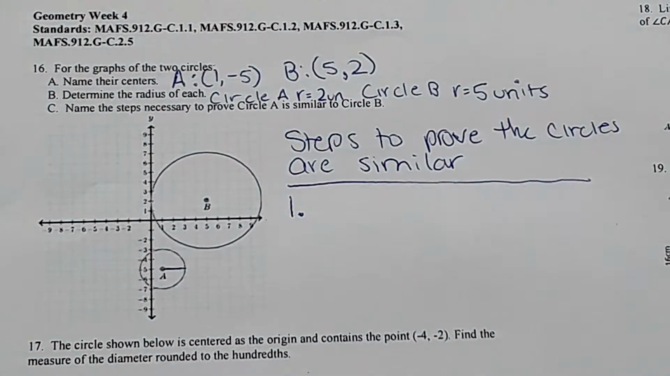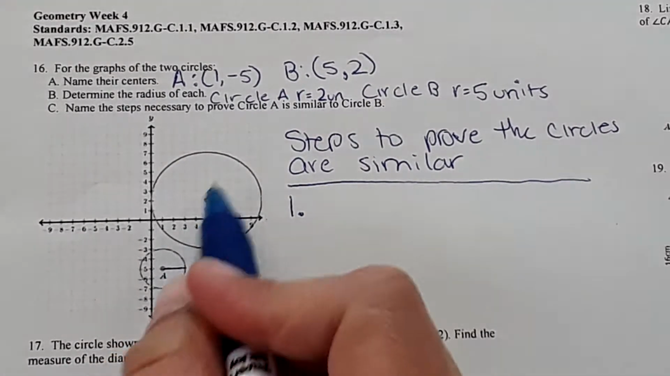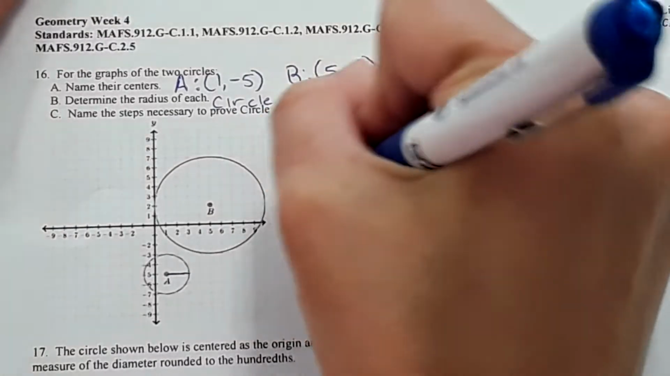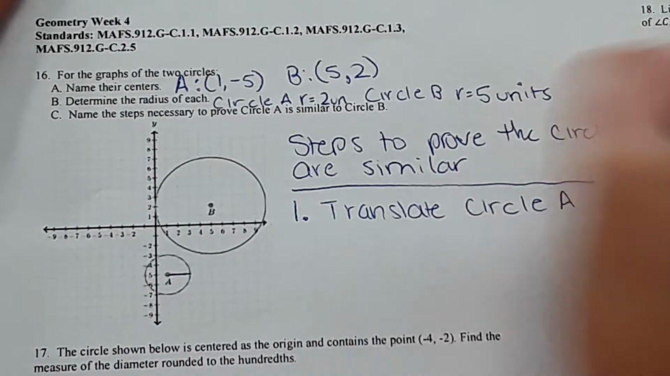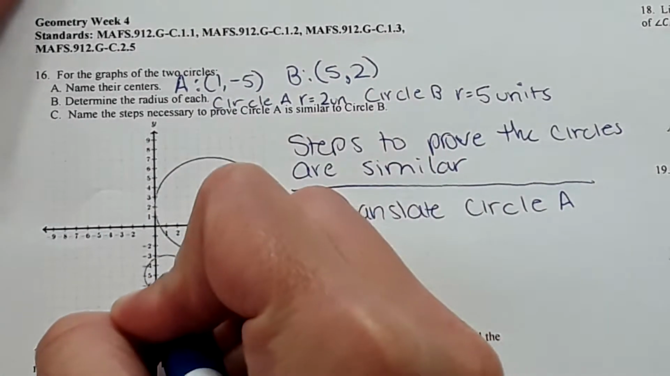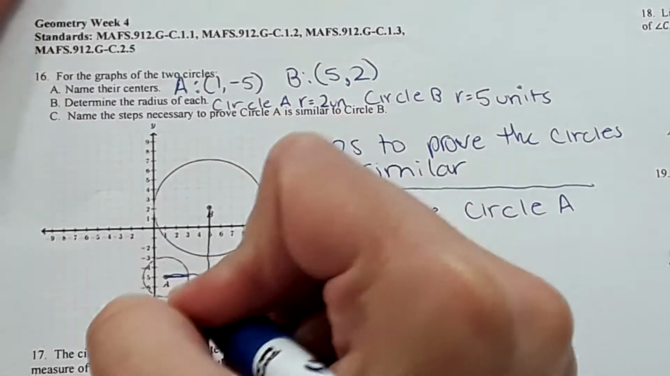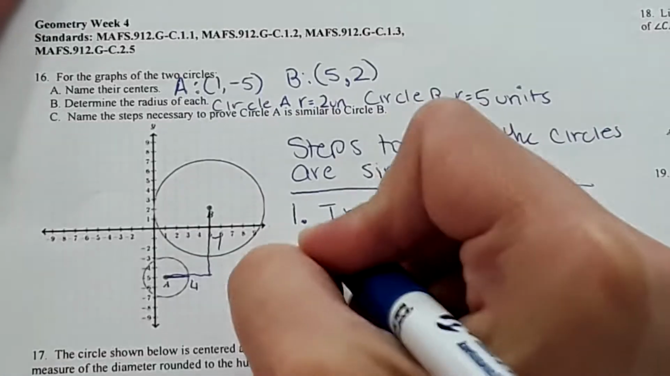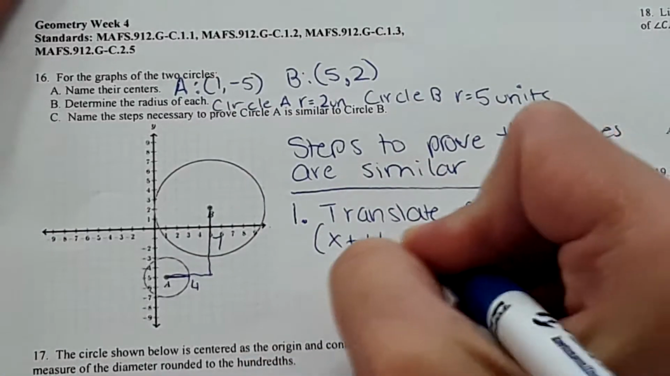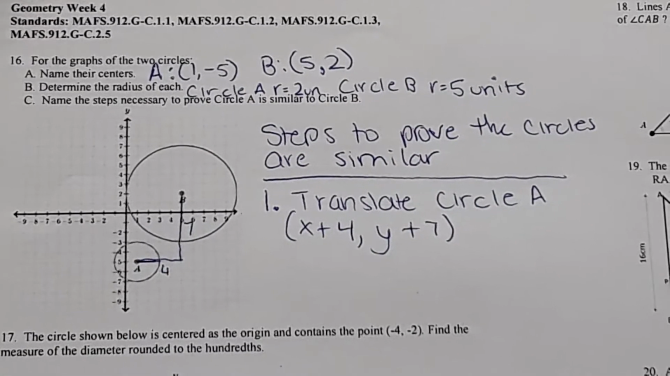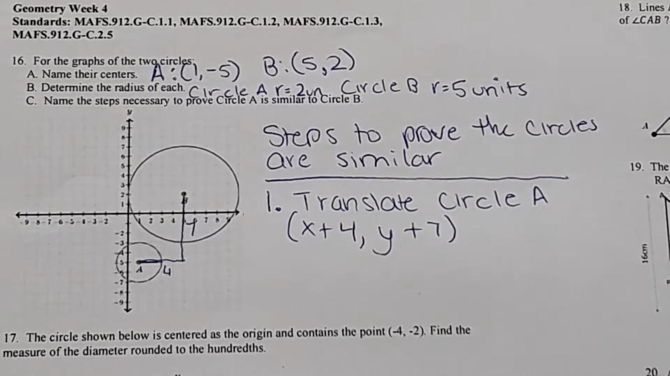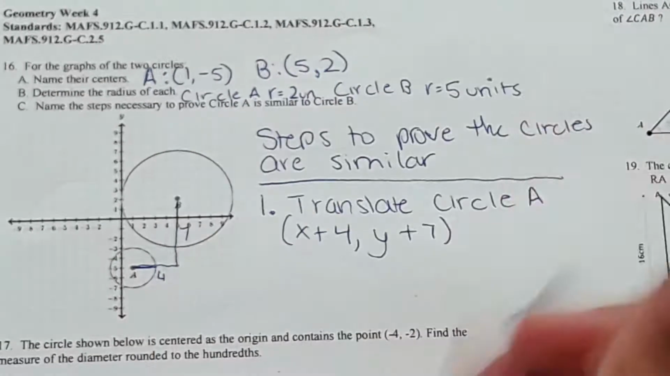Step 1 is we're going to translate it so that the center is on top of the center of the other one. So translate circle A. It would go over 4, up 7. So it'd be x plus 4, y plus 7. I would put it on top of it. And then we would need to dilate it and make sure that it can dilate to the exact same thing.